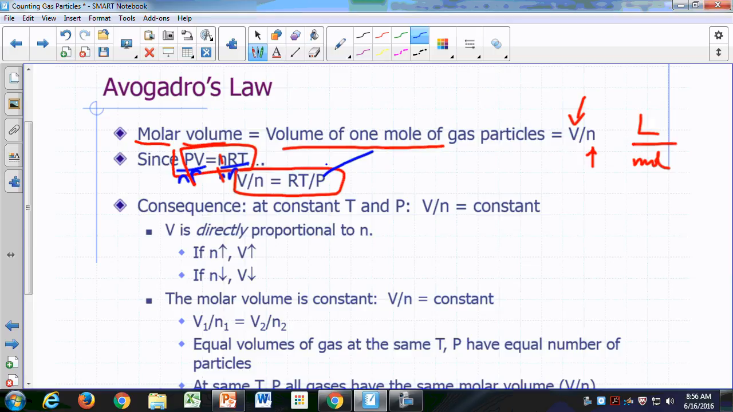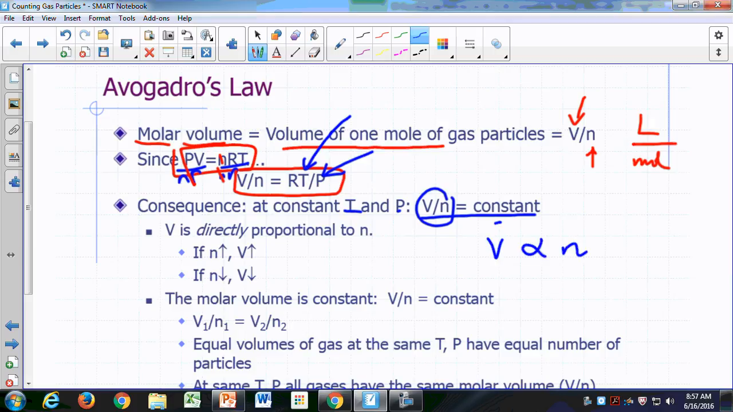An important consequence of this is this. If you're dealing with a gas sample at a given temperature and pressure, then V over n will be a constant. What does that mean? When the ratio of two quantities is a constant, we say the two quantities are directly proportional to each other. So we say volume is directly proportional to n.